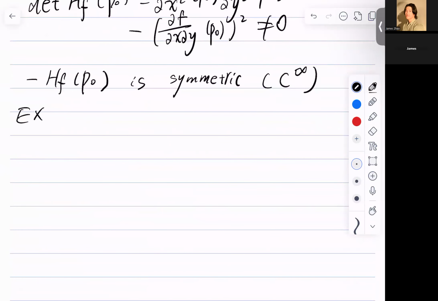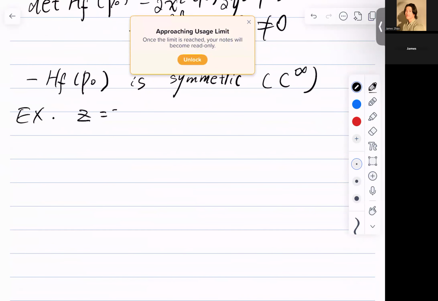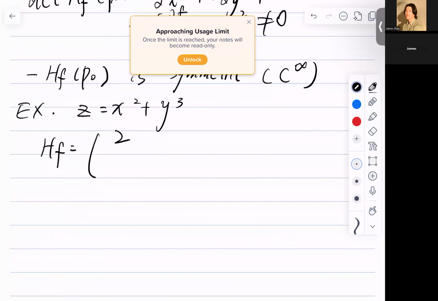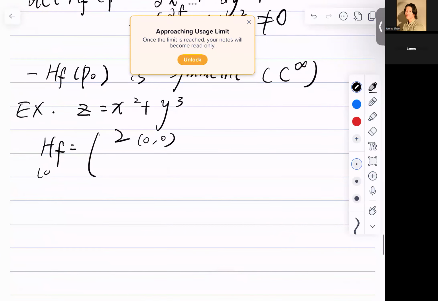And let's look at an example of z equals x squared plus y to the third. And let's compute the Hessian real quick. So real quick, let's look at this. If we take the double derivative of x, what is this? It's probably 2, right? Yeah, it is 2. It's 2 wherever it is. But let's just label that we want to compute the origin's Hessian.